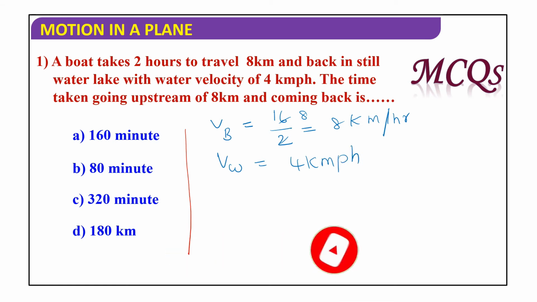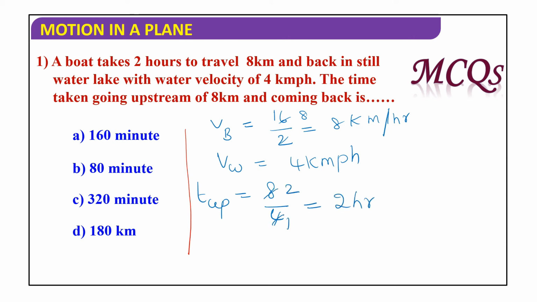Now we will calculate time upstream. Here velocity of boat and velocity of water are in opposite directions. So 8 minus 4 is 4. Time equals w by vb, that is 8 by 4, which is 2 hours. Time upstream is 2 hours.